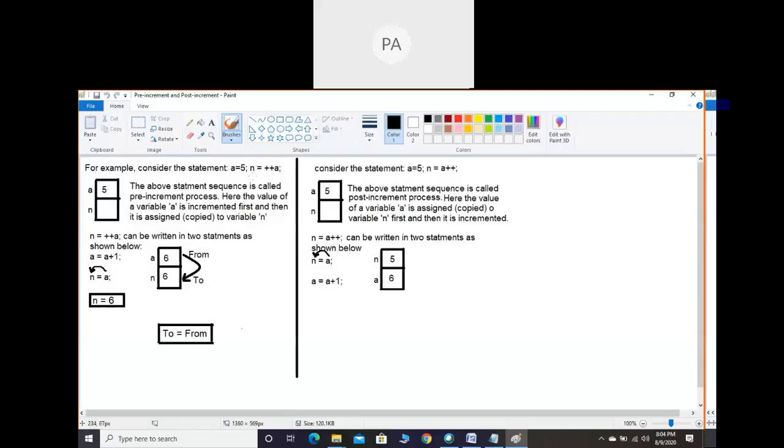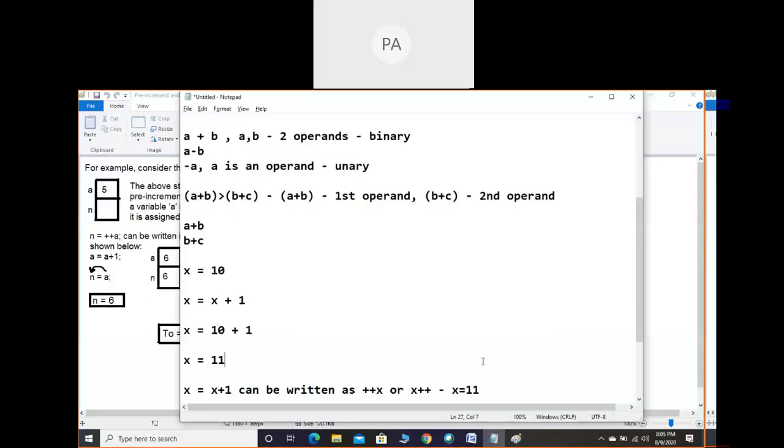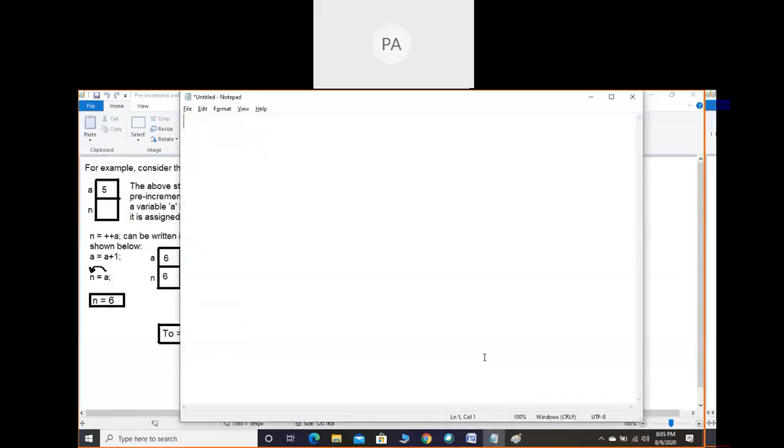Next, see, when we use n = ++a, the above statement sequence is called the pre-increment process. So we have two types, pre-increment and post-increment. If the operator is present before the operand, it is called pre-increment. If the operator is present after the operand, that is the variable, it is called post-increment. So now what happens here, we will see. So in case of n = ++a, we have the statement n = ++a.